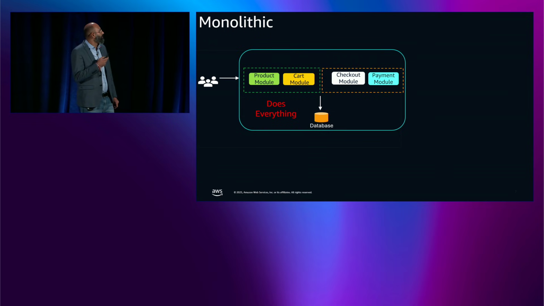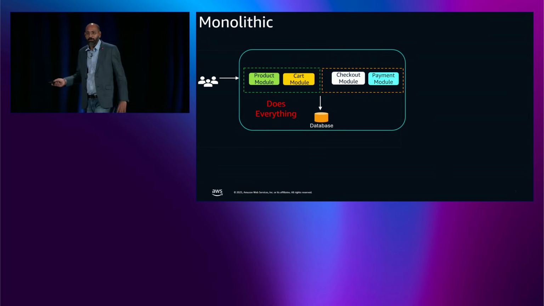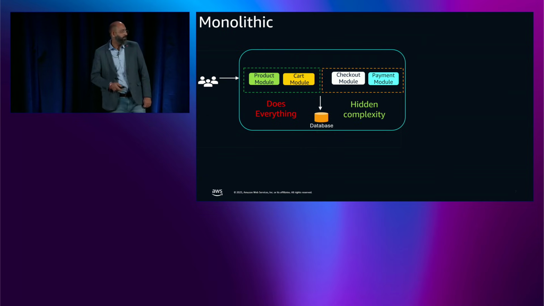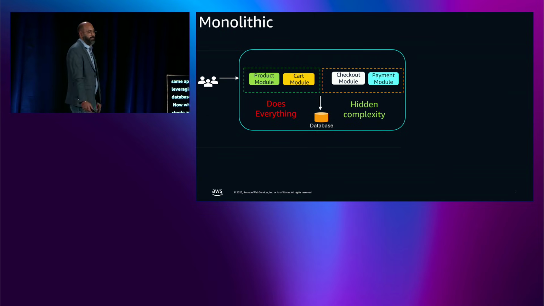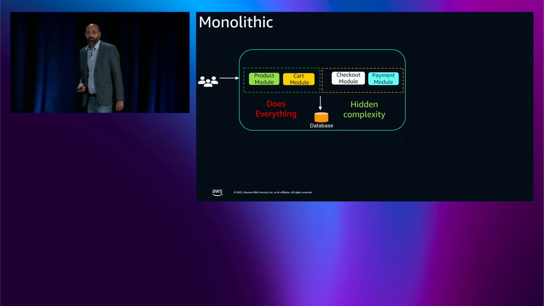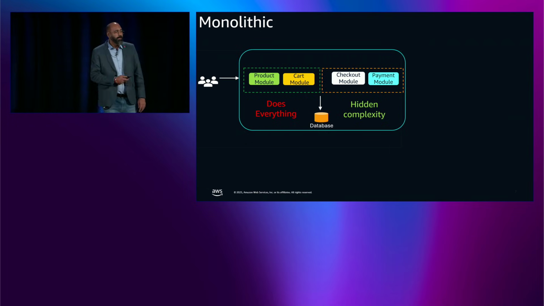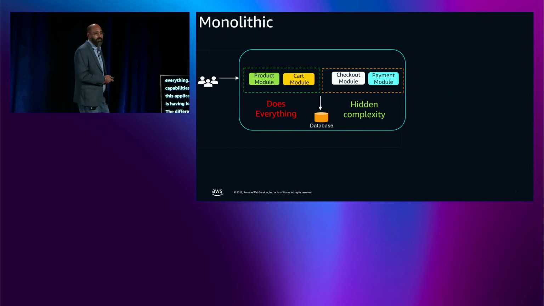Now, what's happening there is the single application is doing everything. All the business capabilities are being supported by this application. And that's where it has a lot of hidden complexities. The different modules are all dependent on each other, maybe referring to each other implicitly. Now, these are some of the properties which make this application monolithic.